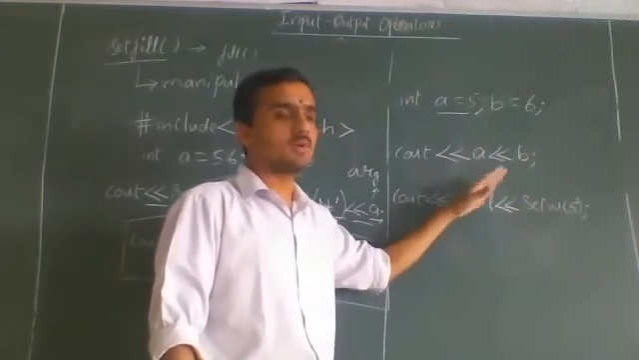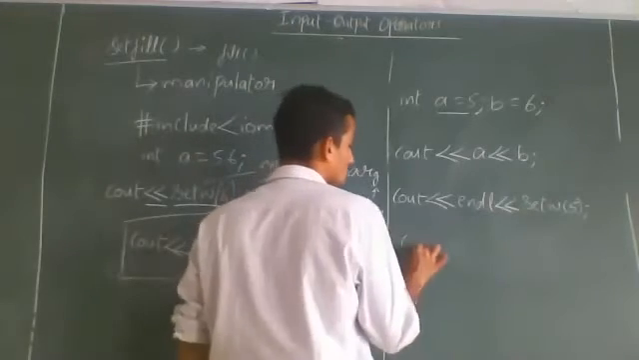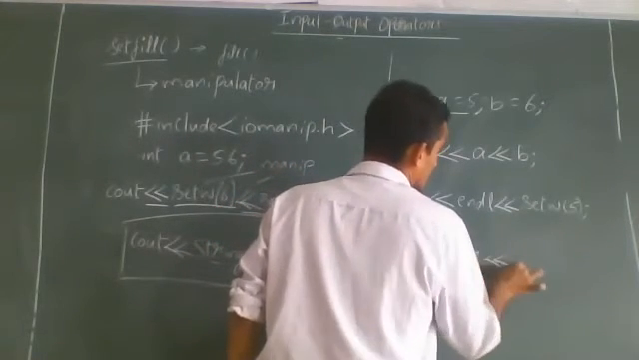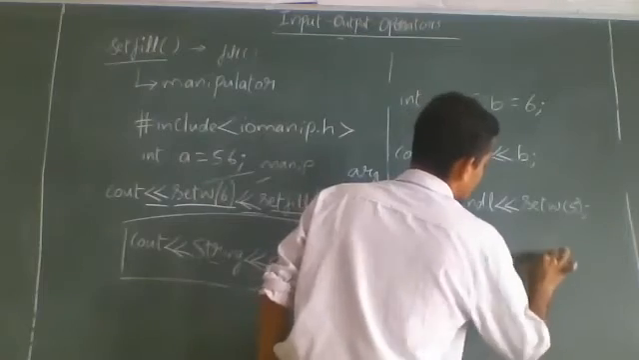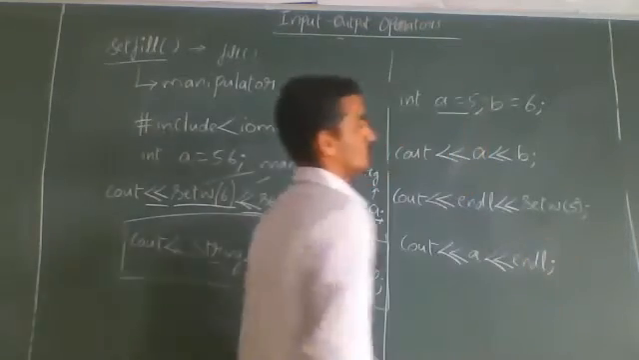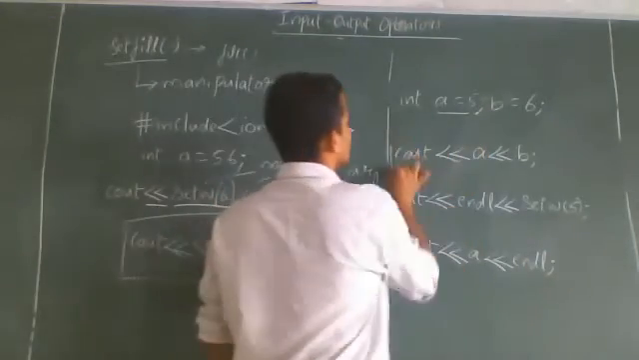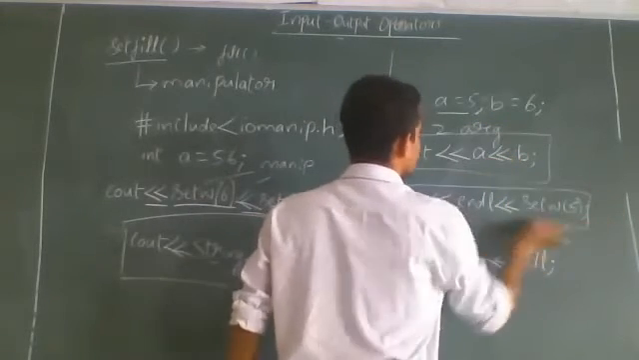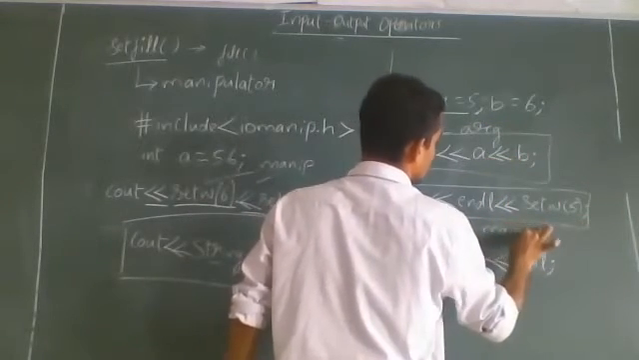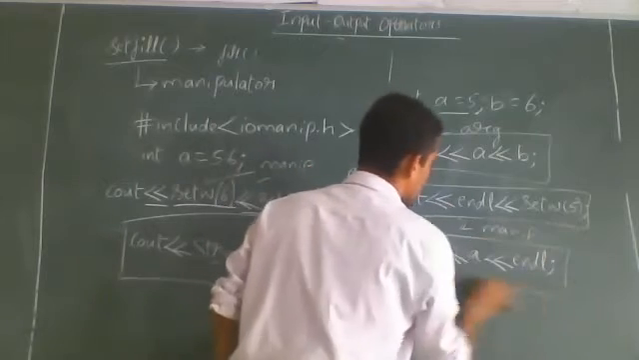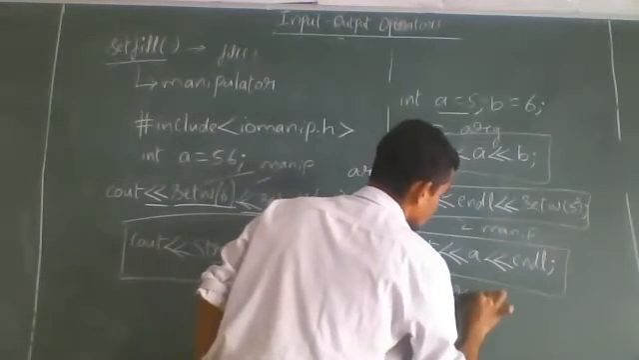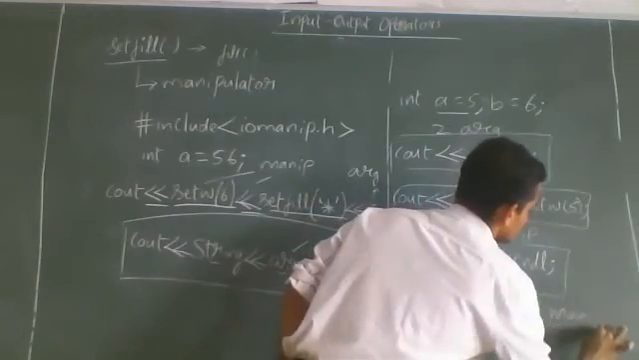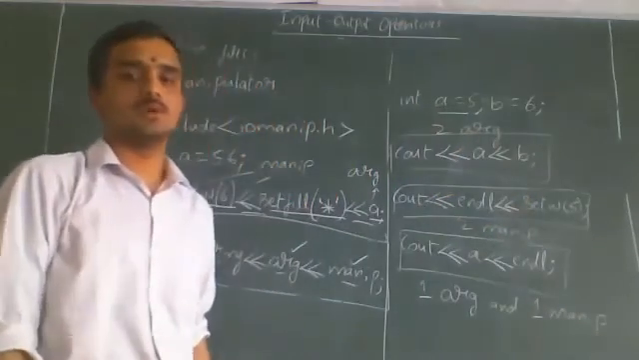Or if you are using one argument and one manipulator, in that case also you have to put an insertion operator. cout insertion operator A, insertion operator endl. Understood, right? In the first example I have used two arguments. In the second I have used two manipulators. And in this example, I have used one argument and one manipulator. I hope you got it.